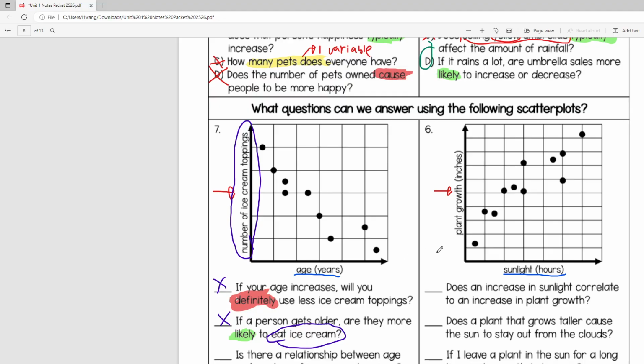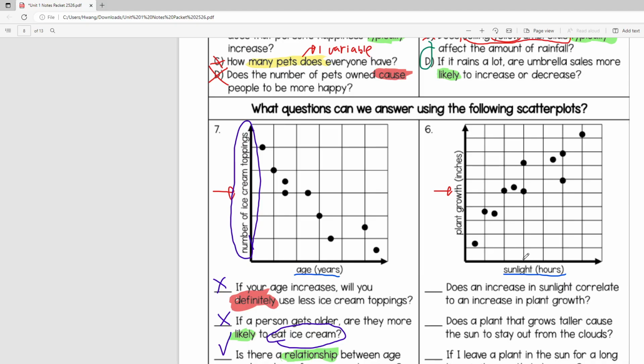Is there a relationship between age and number of ice cream toppings? I love this word, relationship. That is a word you should focus on. And the names of my variables match, the age and the number of ice cream toppings. So that is a good question. Now let's move on to the last one.